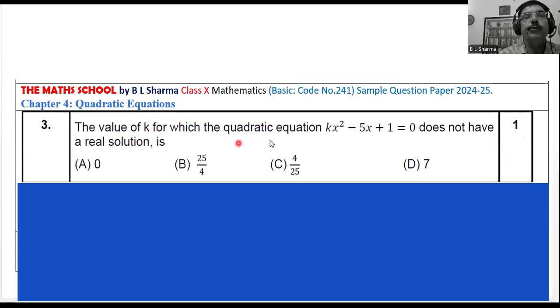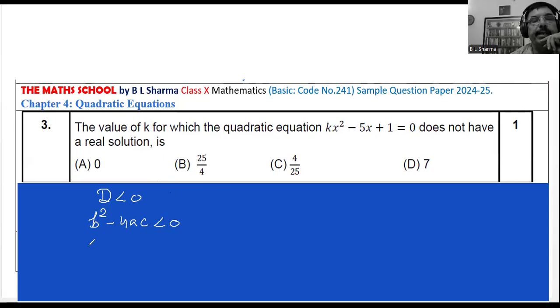The value of k for which the quadratic equation kx square minus 5x plus 1 equals 0 does not have a real solution is. We know that not having a real solution means the discriminant should be negative. And discriminant is b square minus 4ac, which should be less than 0. This is the condition for imaginary roots, meaning not real roots.